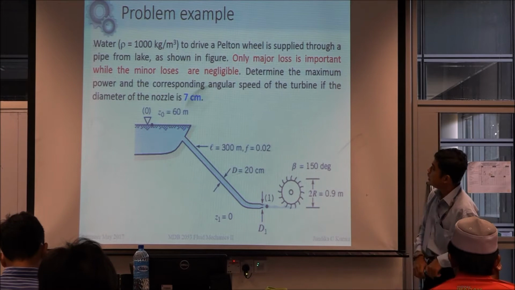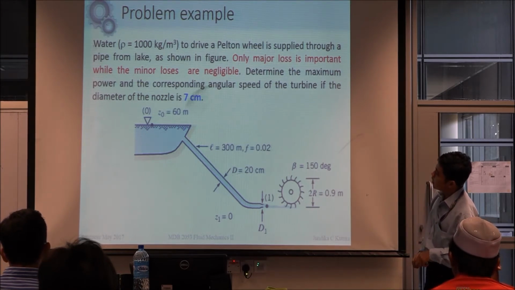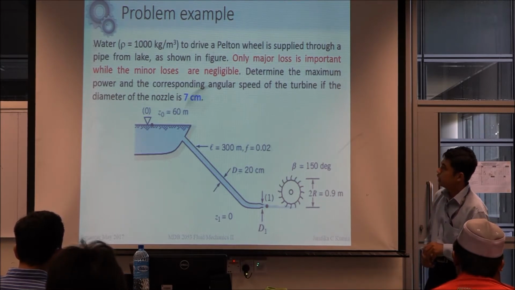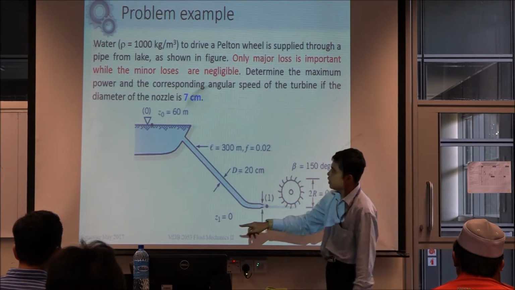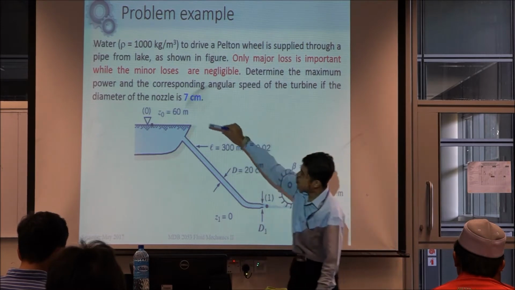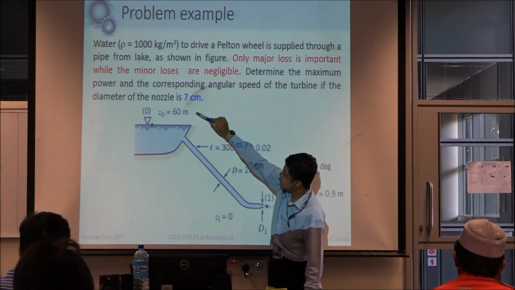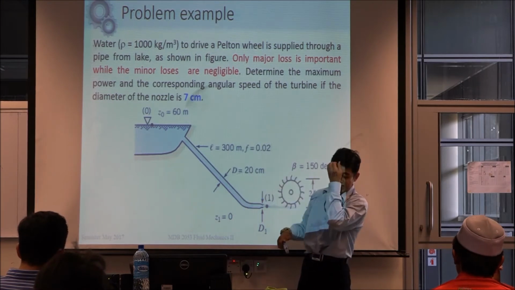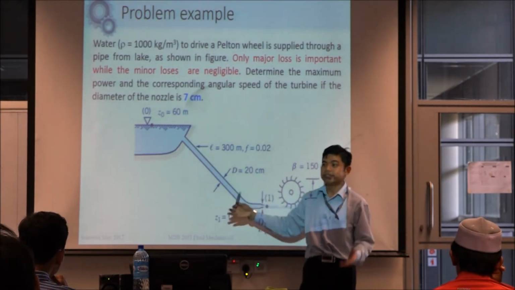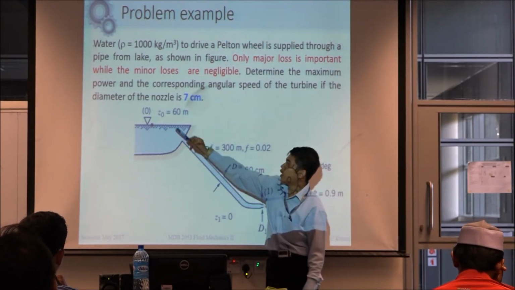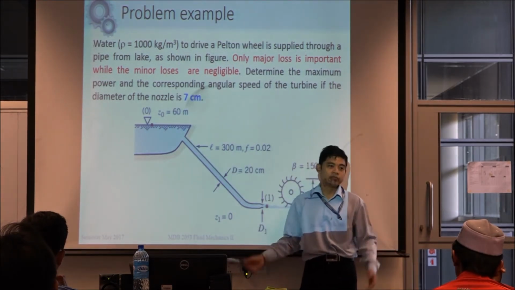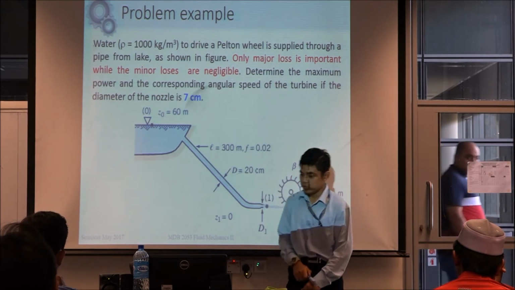Beta is actually 150, but you need to find the maximum power and the corresponding angular speed of the turbine if the diameter of the nozzle is 7 centimeters. So now we need to look at Z1 and Z2, or Z0 to Z1. Doesn't really matter. Even if you put this one Z100 and this one Z101, it doesn't matter. No problem. Up to you.